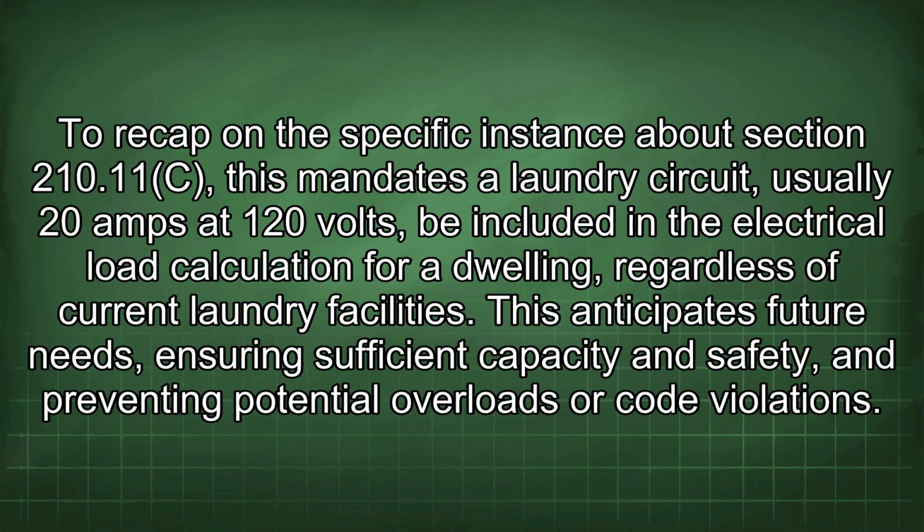To recap on the specific instance about Section 210.11(C), this mandates a laundry circuit, usually 20 amps at 120 volts, be included in the electrical load calculation for a dwelling, regardless of current laundry facilities. This anticipates future needs, ensuring sufficient capacity and safety, and preventing potential overloads or code violations.